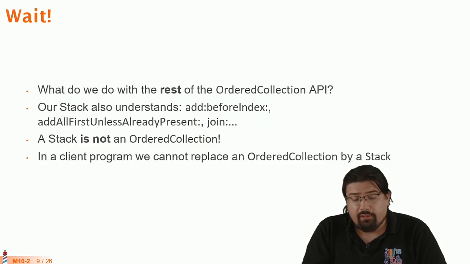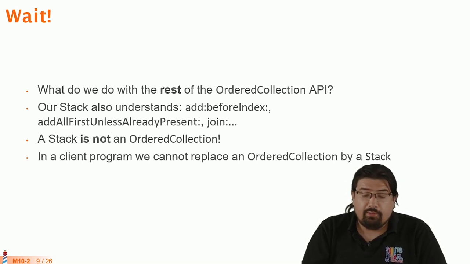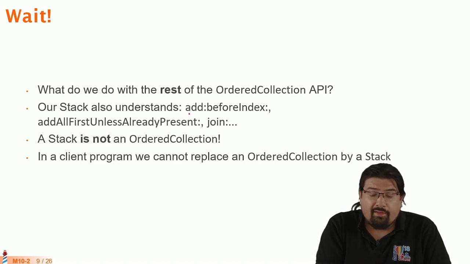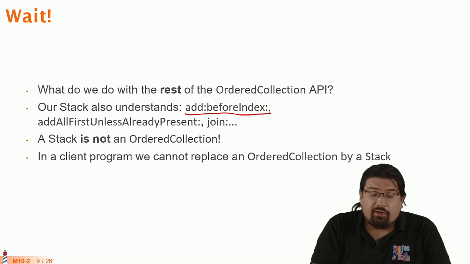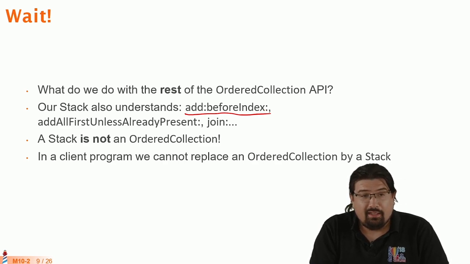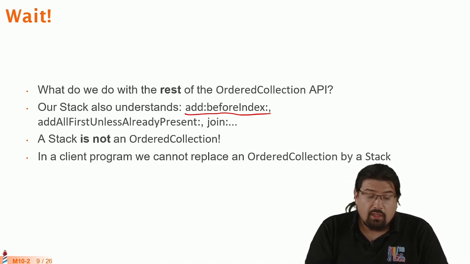But there is a problem. What do we do with the rest of the API existing in OrderedCollection? For example, now our stack understands all the methods, all the messages that are in OrderedCollection. So we can add an element before a given one. We can remove different elements or access the stack in different positions, not only in the first one.